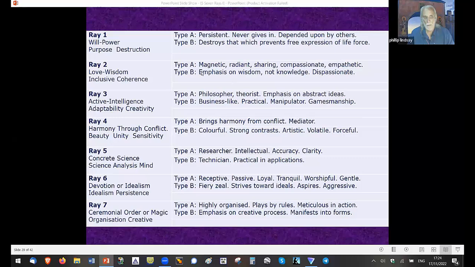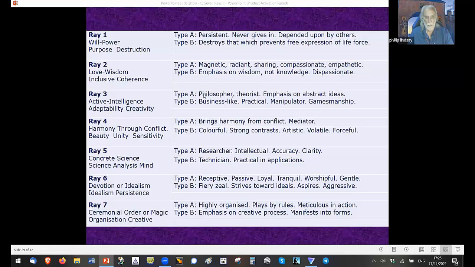So we have type A, who is persistent in the first ray, never gives in, depended upon by others. Type B destroys that which prevents free expression of the life force. So we can see the Vulcan-Pluto rulerships of the first ray here. Type B, particularly, the destroyer, Pluto the destroyer, that prevents the free expression of life force. Ray 2, type A, magnetic, radiant, sharing, compassionate, empathetic. Type B has an emphasis on wisdom, not knowledge, and is dispassionate. Type A is more about love. Type B is more about wisdom.